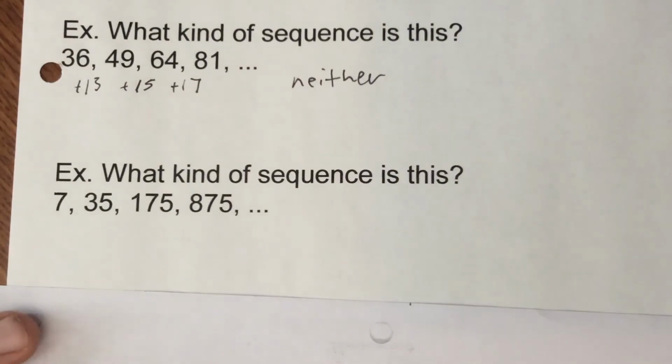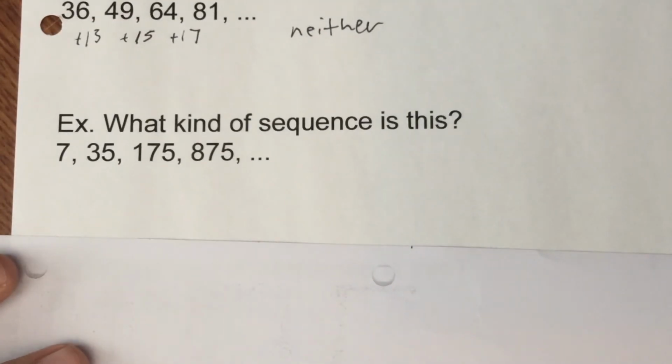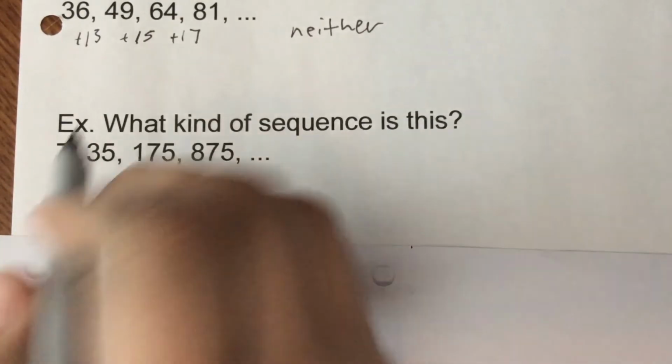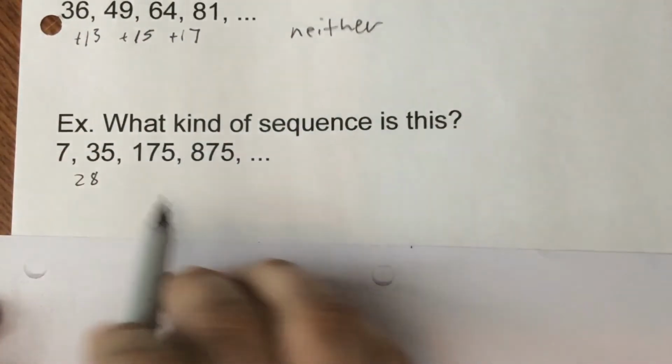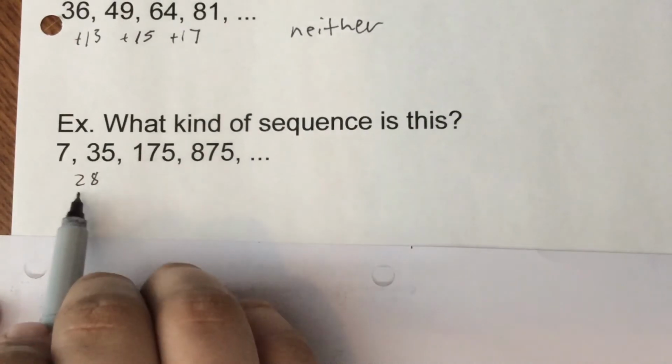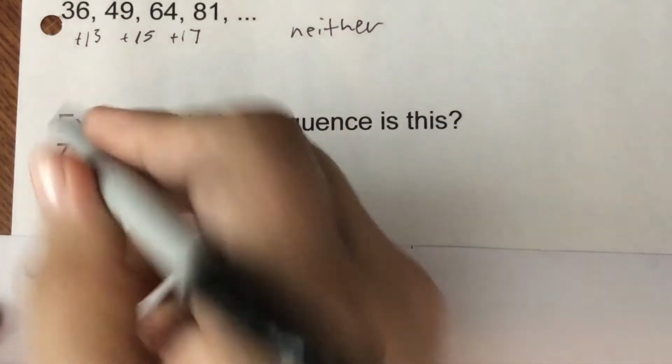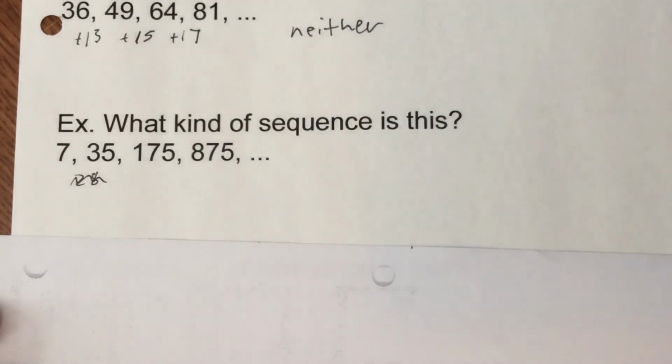All right, so what kind of sequence is this here? Well, if we look at adding, 35 minus 7 is going to be 28. Well, 175 minus 35 is going to be a lot bigger than 28. Don't keep going through and subtracting. It's going to be different each time that's going up. So we don't want to look at that.